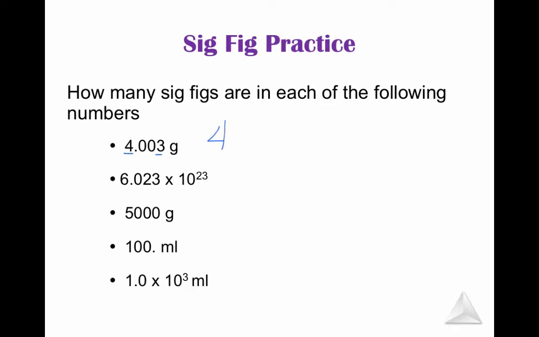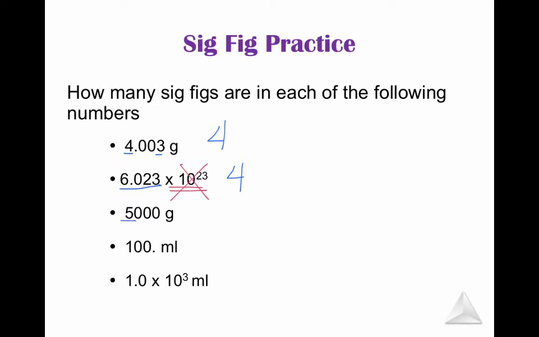We have Avogadro's number, 6.023. Okay, only look at the number in front of the times 10. Any of this that comes after, not significant. Only the ones before the times sign. So again, this is 4. Captive zeros are significant.